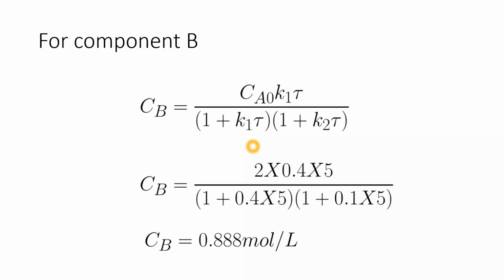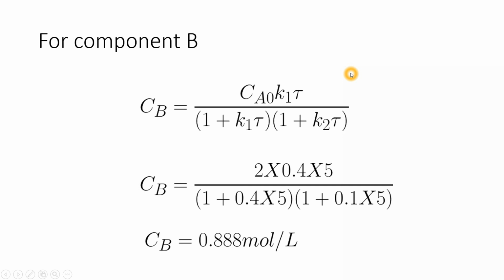Right, for component B in a CSTR, we will get Cb is equal to Ca naught K1 tau upon 1 plus K1 tau into 1 plus K2 tau. You can see this type of expression in any book. When we derive the expression for maximizing B, we will derive this Cb. So you can remember it, or you can derive this formula also.